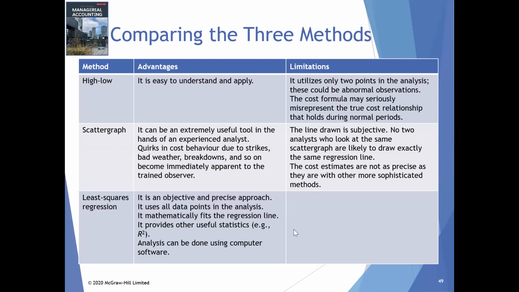No two analysts, say Mr. A and Mr. B, Mr. A is analyzing with a different line, and Mr. B is analyzing with a different line. That may be the limitation. At least square regression is an objective and precise approach. It uses all the data points in the analysis. It mathematically fits the regression line. It provides other useful statistics, and the analysis can be done using computer software. But for now, for our understanding, the high-low method will be used for practical purposes.